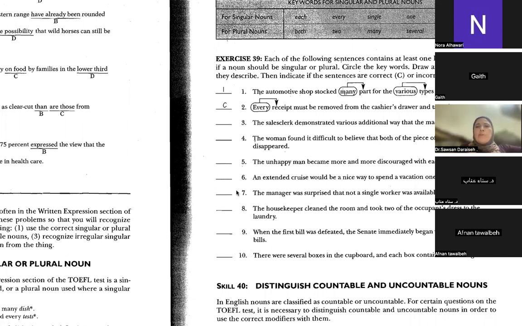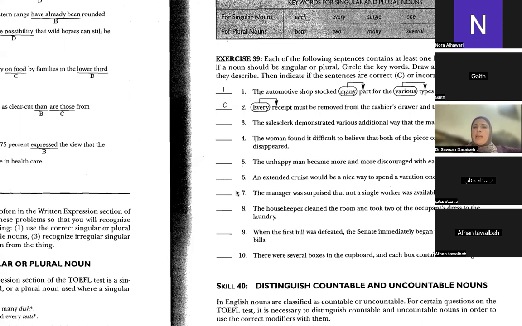Dr. Ghaith, let's start with you. Which sentence have you chosen? Number 3. Go ahead. The sales clerk demonstrated various additional way that the machine could be used. Incorrect. It should be additional ways. Excellent, Dr. Ghaith. Amazing. Yes.